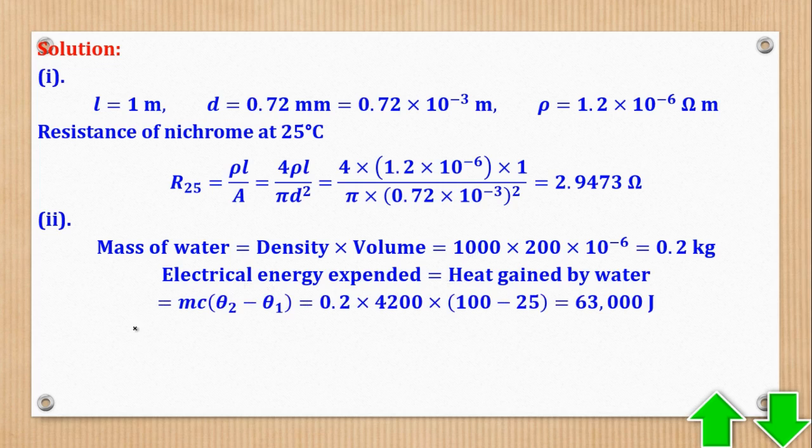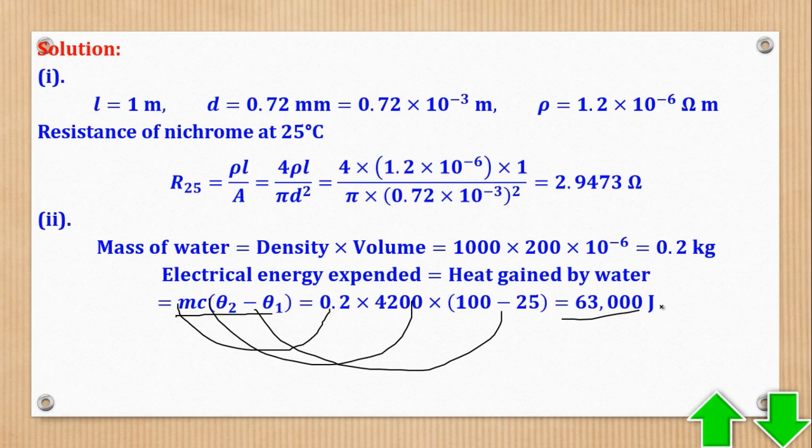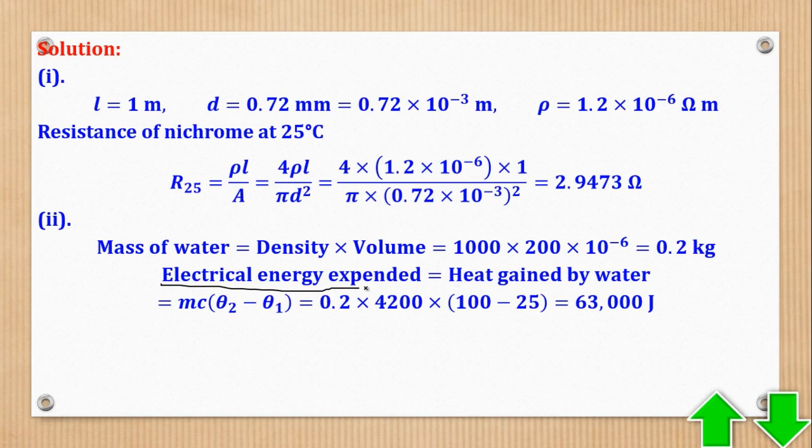So this energy gained is equal to MC, change in temperature. So M is this, C is this, and change in temperature is that. You'll come up with this as the energy gained by the water. And because all of it went into heating the water, it means that electrical energy expended will be equal to this energy gained by the water.